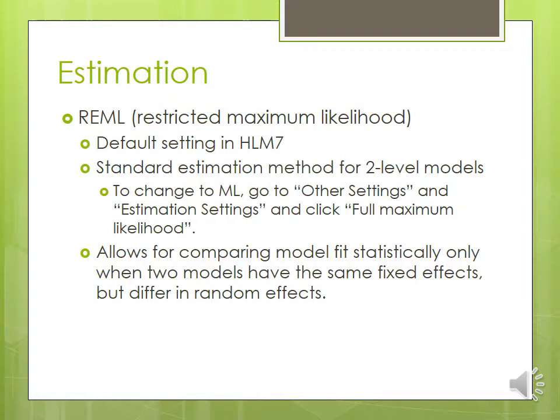If you really want to run a maximum likelihood estimation in HLM7, you have to go to other settings, estimation settings, and click full maximum likelihood. And that's compared to restricted maximum likelihood estimation. If you're running REML, or restricted maximum likelihood, it allows for comparing model fit statistically only when you have two models that have the same fixed effects but differ in random effects.